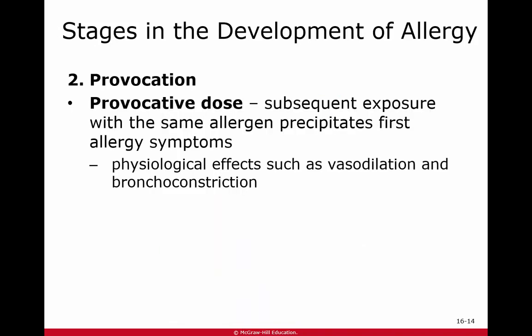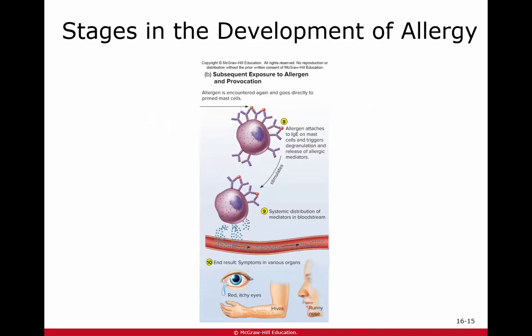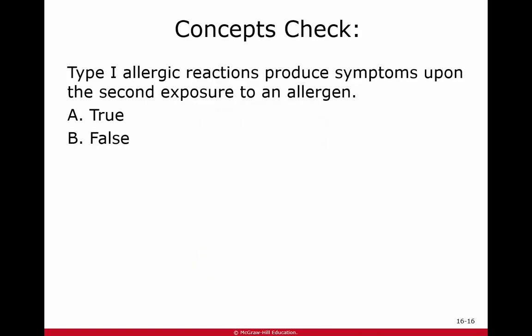But the second vocabulary term they mention here is the provocative dose. The provocative dose is the second exposure to that allergen. Because your body is aware of it, it finds it out quicker. There's more of a rapid response to it, and so this precipitates into those first allergy symptoms. This is where you may see vasodilation, you may see bronchoconstriction, and if you look at the image in your book, this is where you're going to see a lot of the running drainage. So you see the red itchy eyes, you may see hives on the surface of the skin, you may experience that runny nose drainage that goes with that. So just understanding the difference between those two doses.